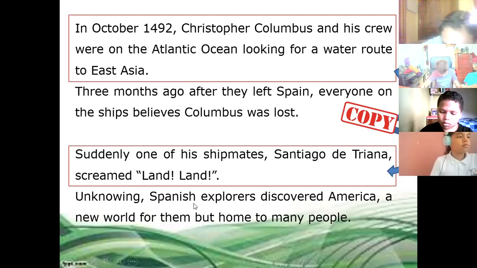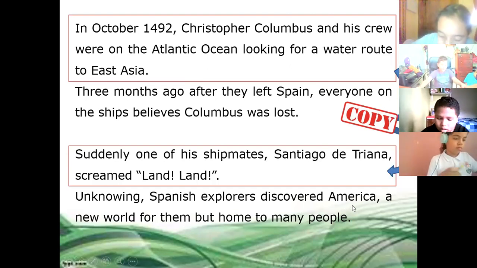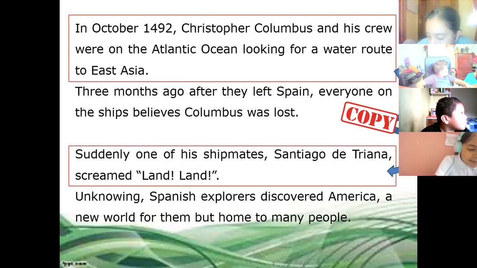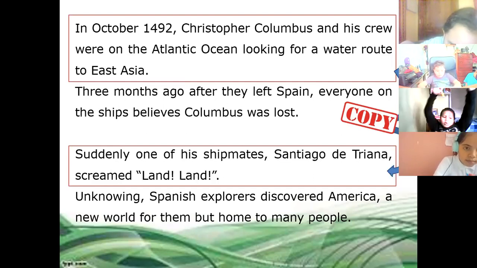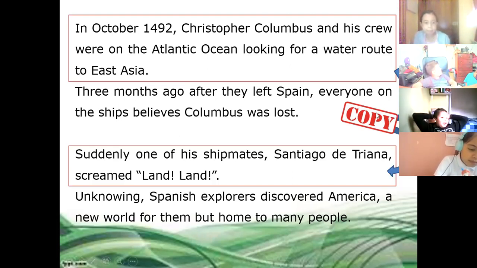Unknowingly, Spanish explorers discovered America. They didn't know they discovered a new continent, a new world for them, but home to many people. America was not empty. That's what it says. It was a new world for Spanish explorers, but America was home to many people, the Native Americans that already lived there. Diego, did you finish copying?